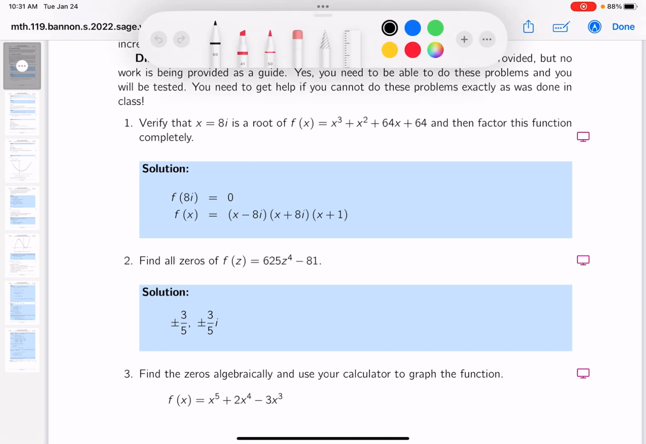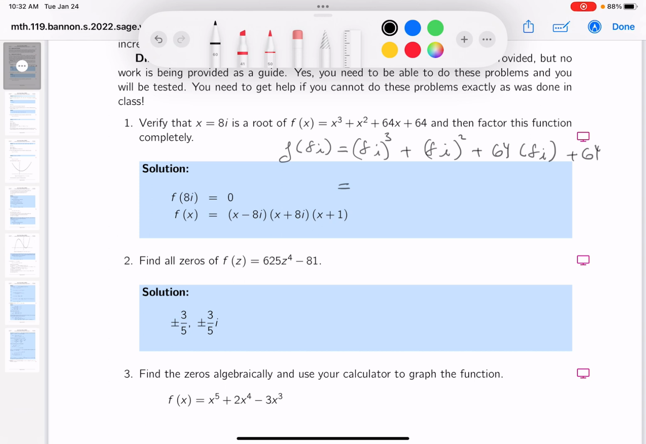Okay, problem number one says verify that this is a root of that polynomial. So I'm going to write it down for you. f of 8i, that would be 8i cubed plus 8i squared plus 64 times 8i plus 64. Again, it may look complicated, but I'm going to write things down one step at a time.